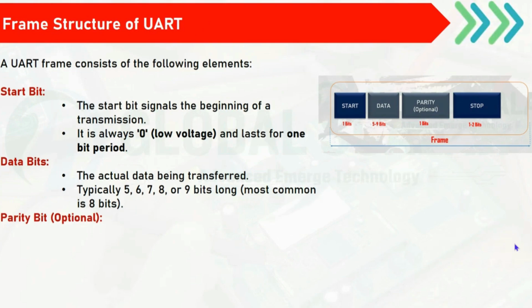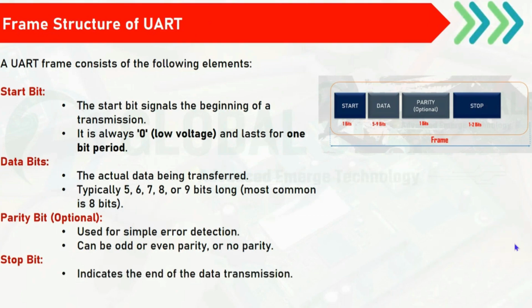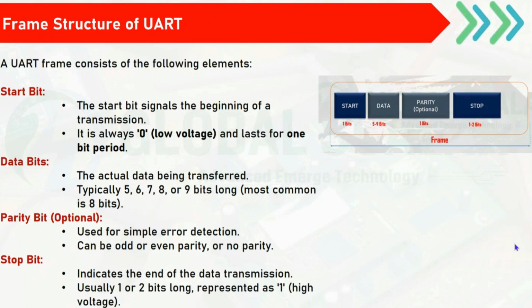Parity is optional. It is used for error detection. It has even parity and odd parity. Stop bit is the end of the frame that will be transmitted. Usually it will be 1 or 2 bits long, represented by a high voltage.